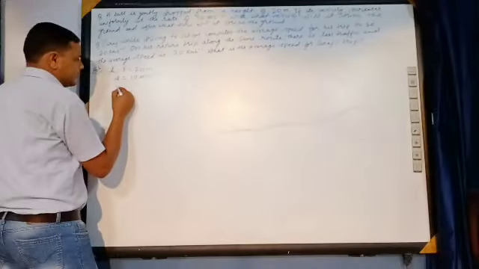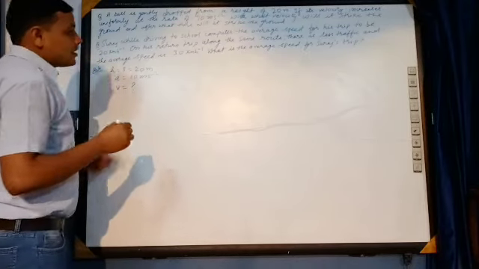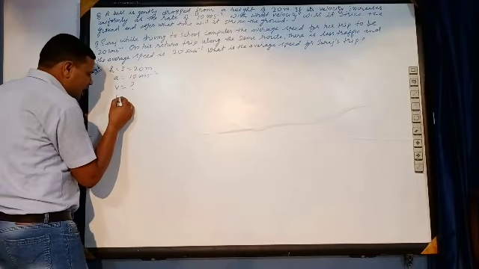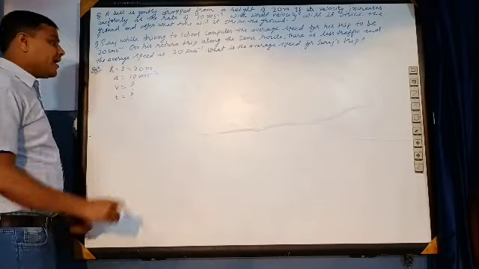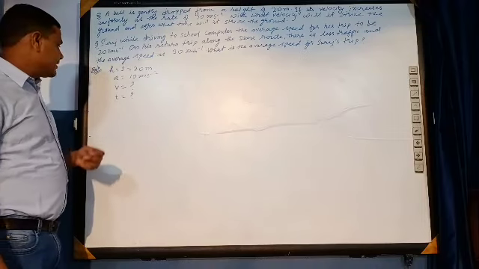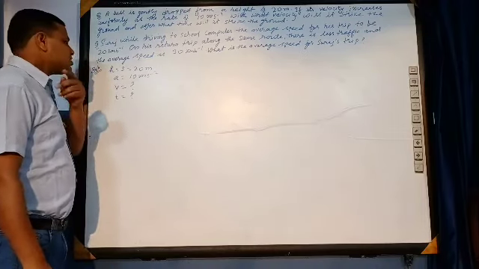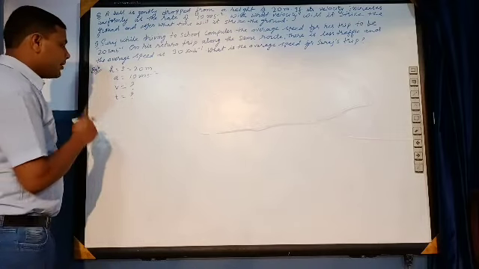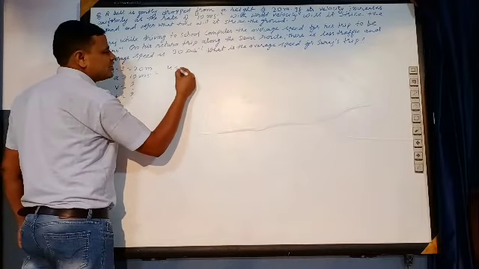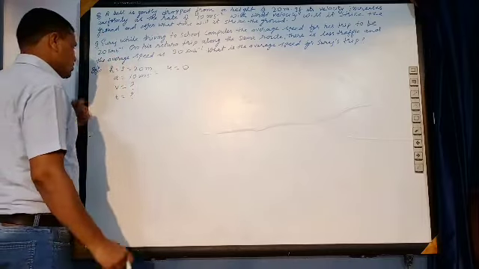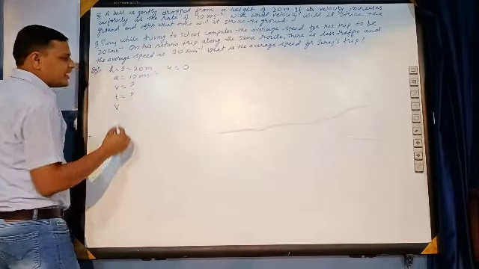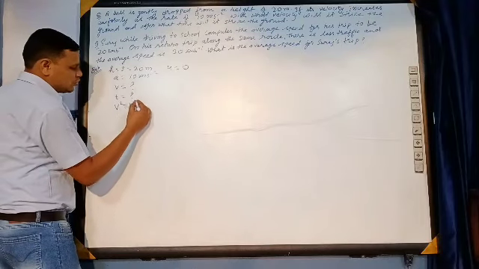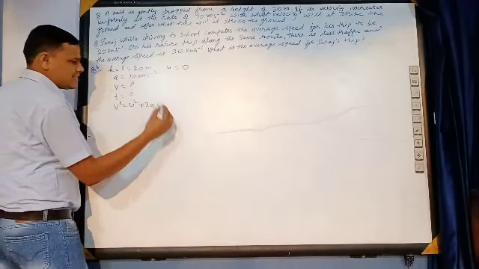First we have to calculate the final velocity, and after what time will it strike the ground? That means how much time will it take to strike the ground. So in order to calculate the final velocity, we must know the initial velocity. In this case, when the ball is dropped, initial velocity is 0. Now in order to calculate the final velocity, we have the formula v square is equal to u square plus 2as.